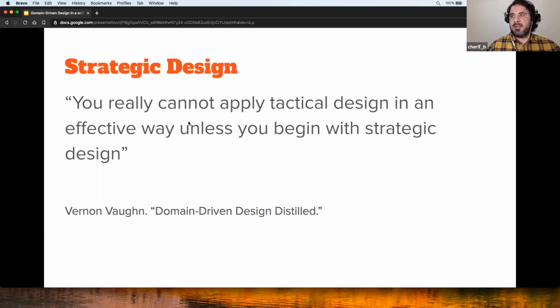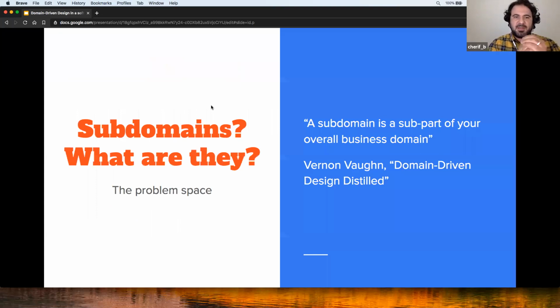So what are subdomains? A subdomain is a subpart of your overall business domain. We can think about it as a single part of our domain. Most business domains are usually too large and complex to reason about as a whole, so we generally concern ourselves with subdomains that we must use within a single project. It's a small part of our large domain. This is the subdomain, or what we can call the problem space.